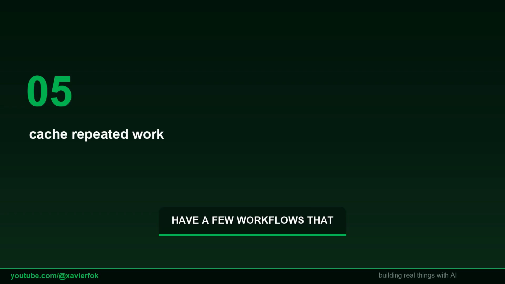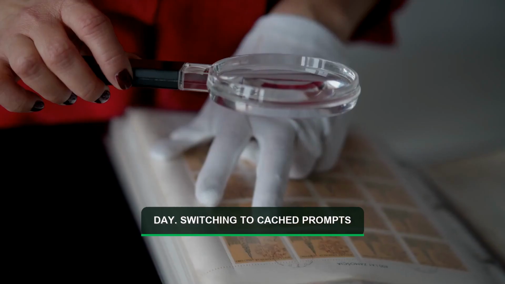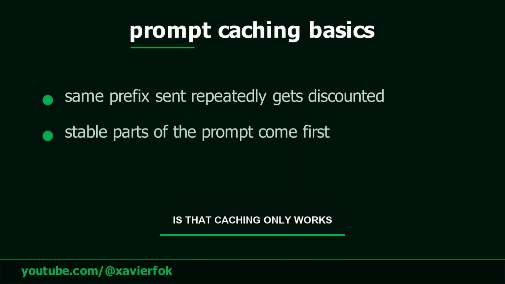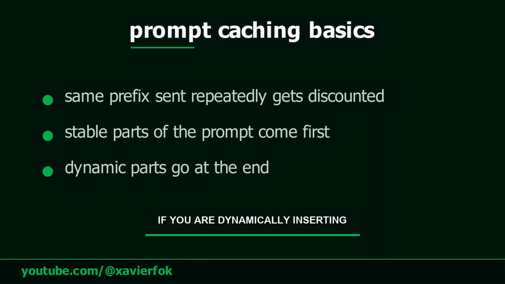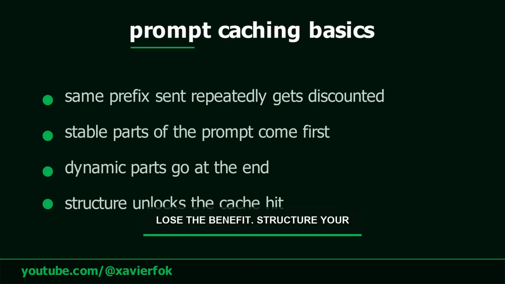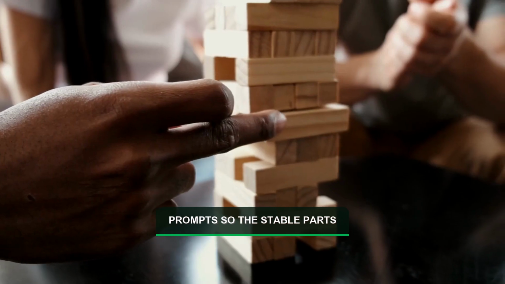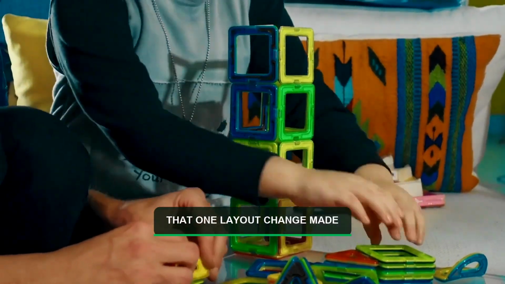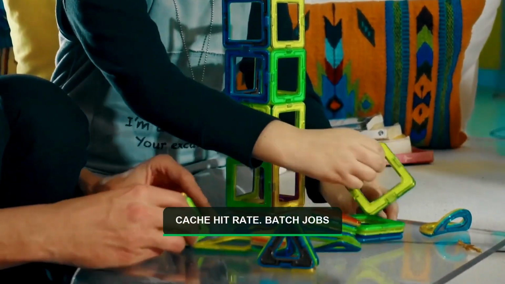In my setup, I have a few workflows that run the same large context prefix hundreds of times a day. Switching to cached prompts on those cut the input cost on that portion to a small fraction of what it was. The tricky part is that caching only works for content that is genuinely identical across calls. If you are dynamically inserting different user data into the middle of your system prompt, the cache breaks and you lose the benefit. Structure your prompts so the stable parts come first and the dynamic parts come at the end. That one layout change made a real difference to my cache hit rate.